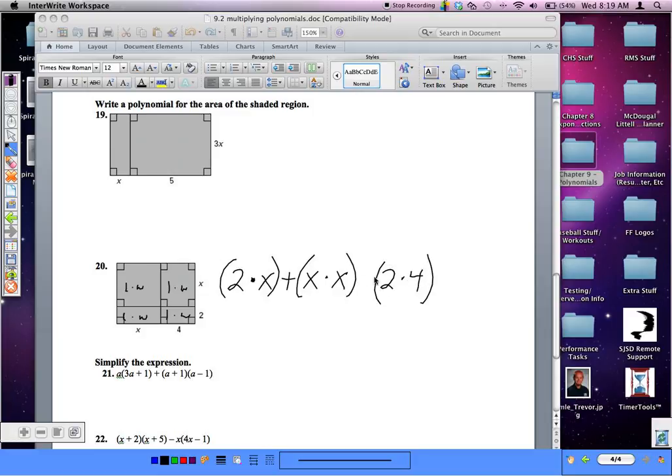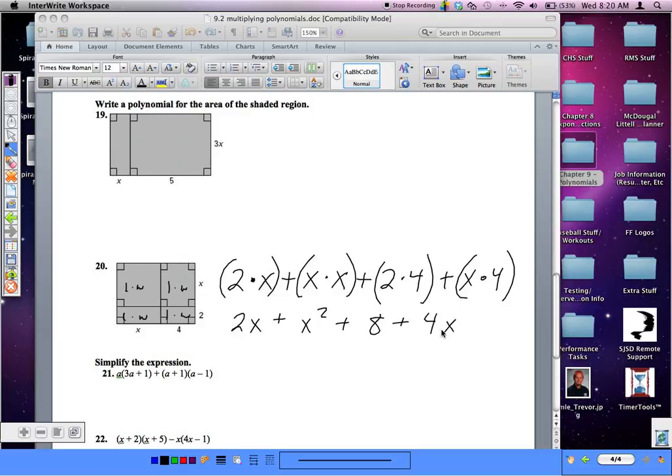And what do we do with the rectangles? Perfect. And let's do the last one. What times what? X times 4. And lastly, we're going to add those. So let's multiply here, here, here, and here. What's the first one equal? 2x plus x squared plus 8 plus 4x.